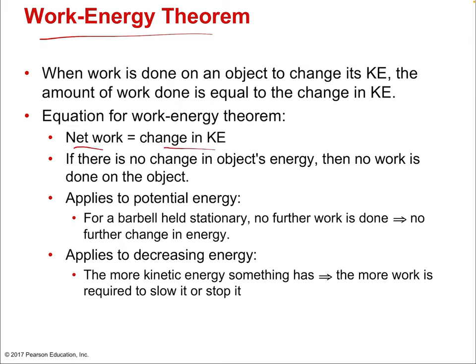Okay, so if your total work is zero, then your kinetic energy can't change and won't change. But if there is any amount of non-zero work being done on you, then that means your kinetic energy must be changing. And that's going to apply to situations where you're giving up potential energy, like being dropped. If there's no change in an object's energy, then no work is done on the object. This applies to potential energy. For a barbell held stationary, no further work is done on it. Thus, there's no change. It's just remaining at rest, which means its kinetic energy isn't changing.